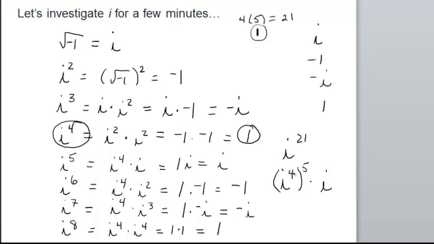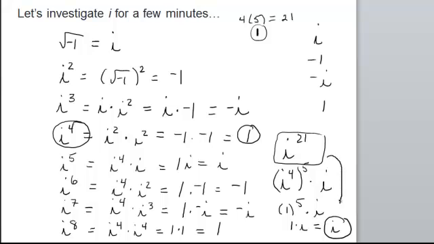But what is i to the 4th? i to the 4th is 1. What's 1 to the 5th? 1 times 1 times 1 times 1 times 1 is just 1. And what's 1 times i? It's just i. So if you wanted to simplify i to the 21st power, you would simply get i.